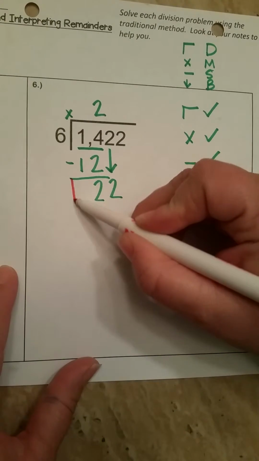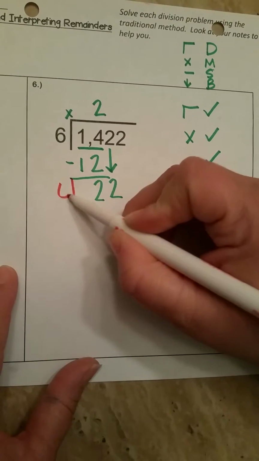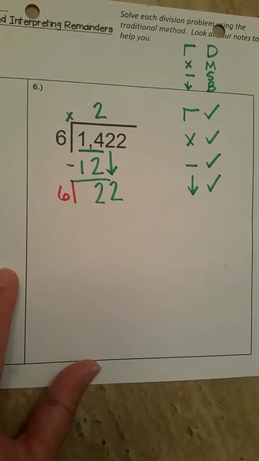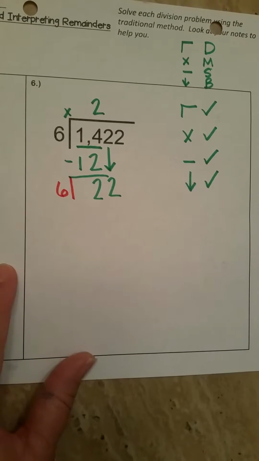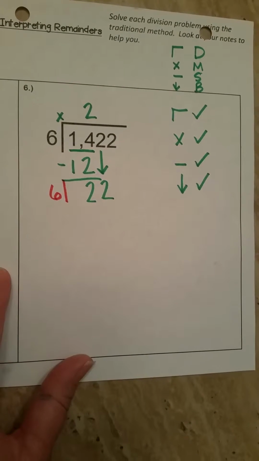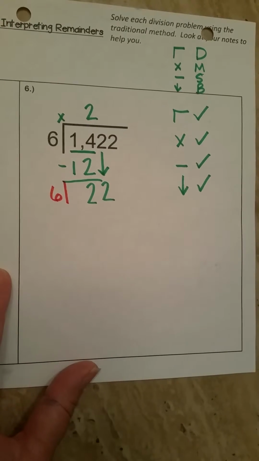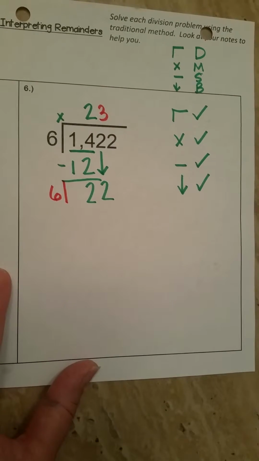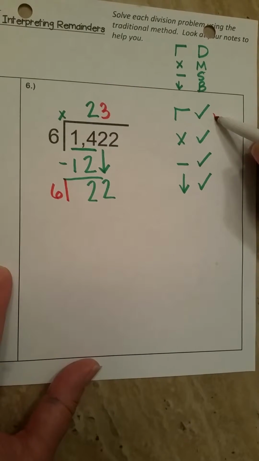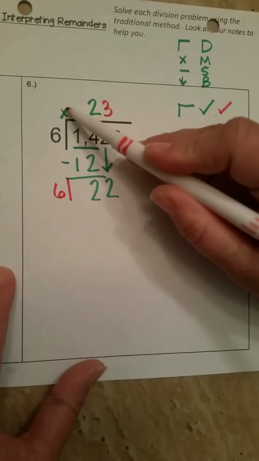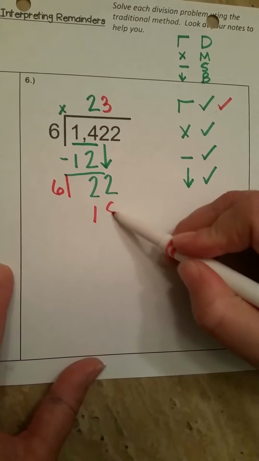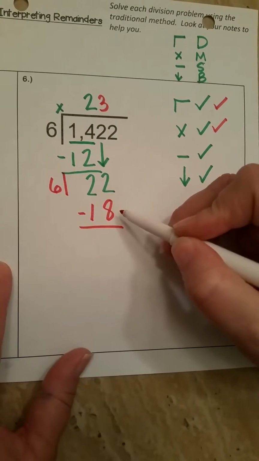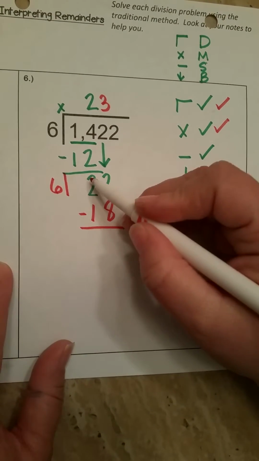I have a new problem, which is 22 divided by 6. And I have to say how many groups of 6 are there in 22. And if I count by 6s until I get to a number close to 22 without going over, I'm going to see that there are 3 groups of 6 in 22. So I have divided. Now I have to multiply. 3 times 6, which is 18. So I've done that step. And now I'm going to subtract 22 minus 18.